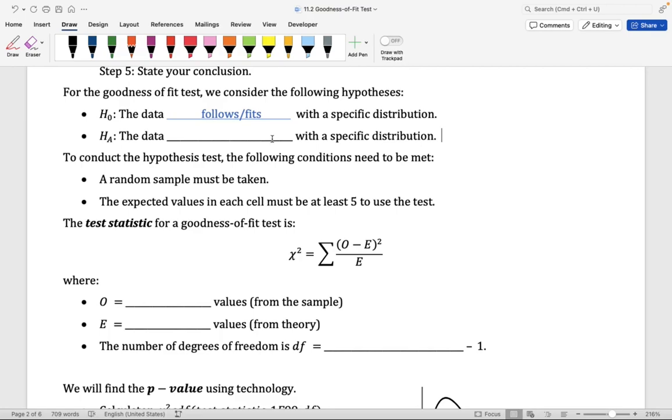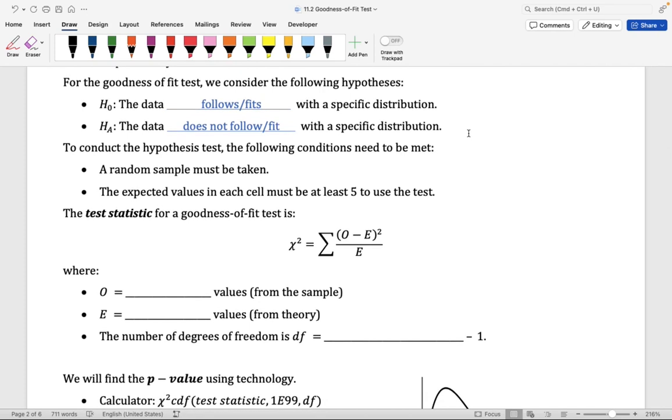The alternative is going to state that the data does not follow or does not fit with a specific distribution. And so once we have a specific problem that we're looking at, we're going to make sure to use the context of the situation.